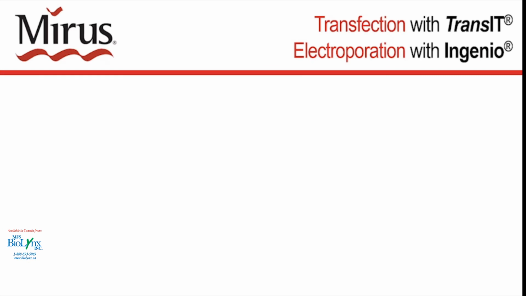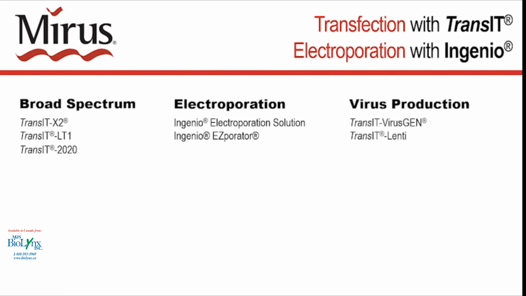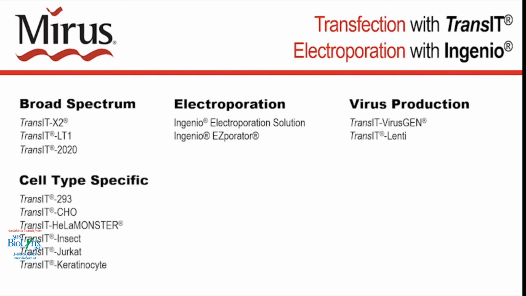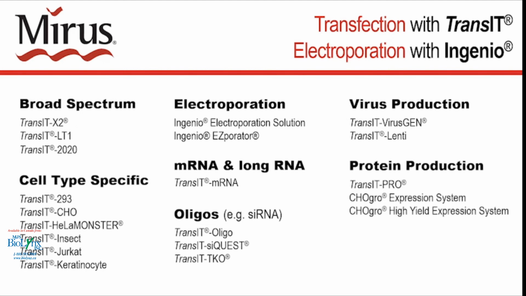Within the Mirus catalog, there are broad spectrum reagents like Transit X2. Transit X2 can deliver plasmid, siRNA, even Cas9 RNPs. There are reagents for electroporation, as well as reagents for specific applications like virus production with Transit virus gen and Lenti. We also offer turnkey solutions for cell type specific transfections, such as those listed there, and reagents for mRNA or larger RNA delivery, reagents for oligos like siRNA, and also reagents for protein production in high-density suspension CHO and 293 cells.